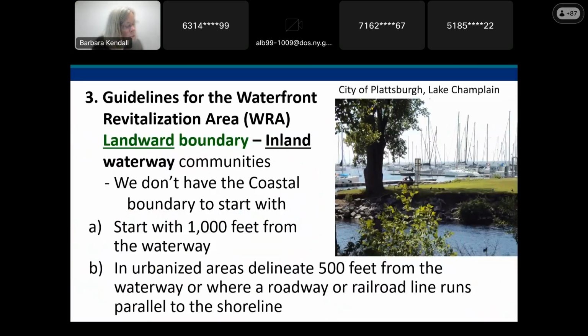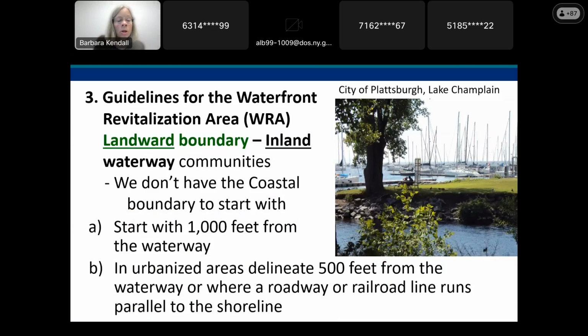So let's switch to inland waterway communities. We don't have the coastal boundary to start with, so it's a little more challenging. As those of you on the training, some of you have been involved in communities where this gets to be challenging. What we do is we say that the CMP guidelines can be our guide to start with.